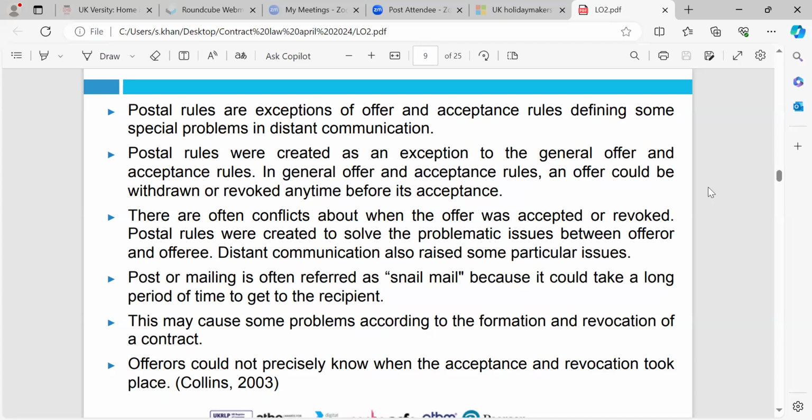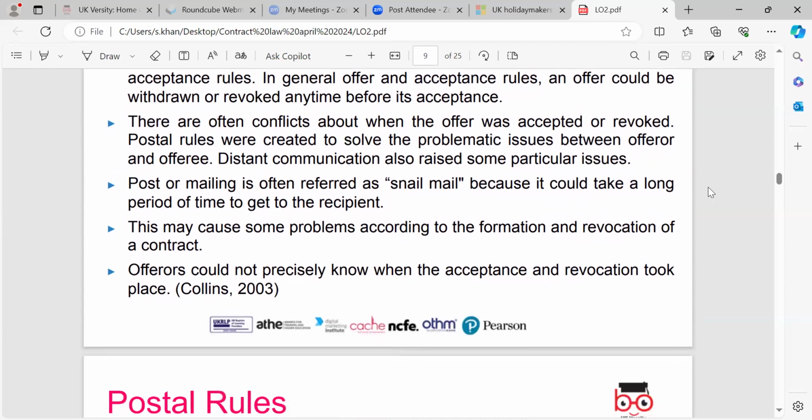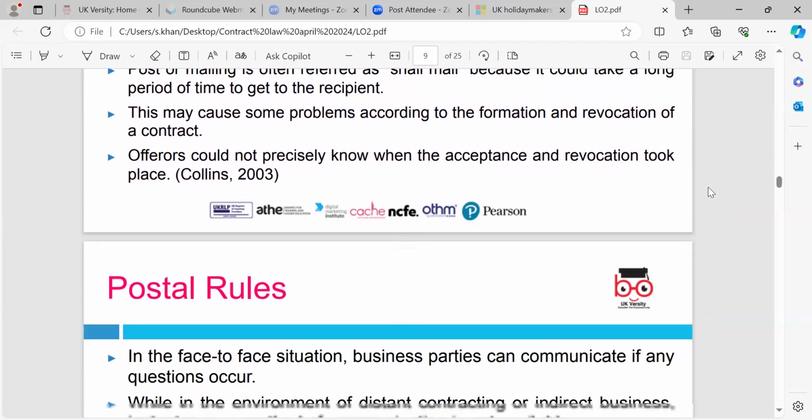Distant communication also raised some particular issues. Post or mailing is often referred to as snail mail because it could take a long period of time to get to the recipient. This may cause some problems according to the formation and revocation of a contract. Offerers could not precisely know when acceptance and revocation took place, and that's in the book of Collins, 2003.